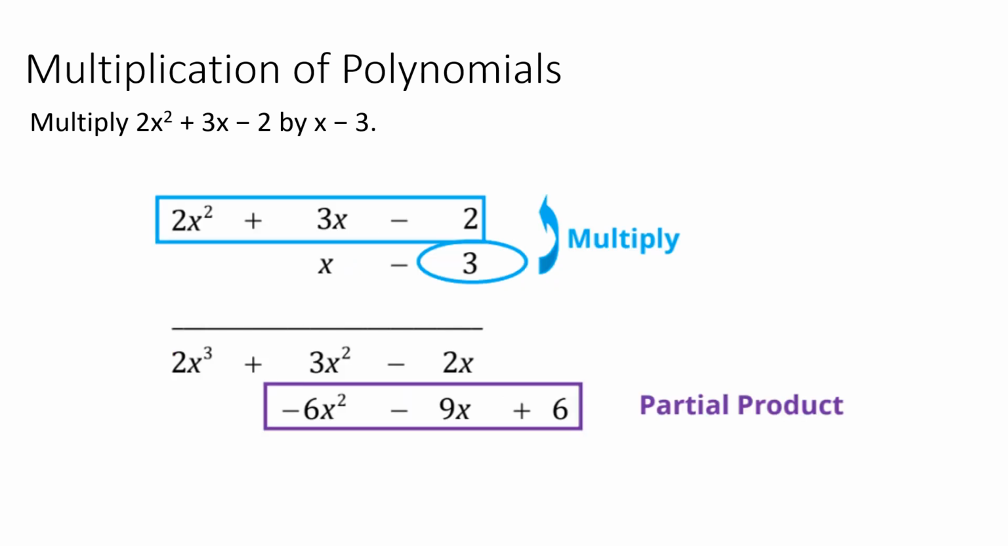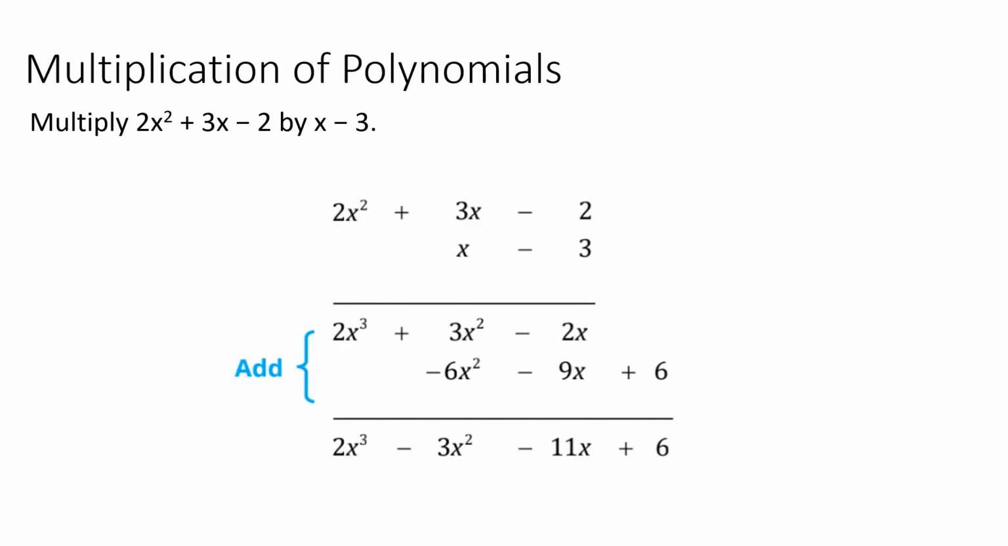Next, for the second term, negative 3 times 2x squared is negative 6x squared. Negative 3 times 3x is negative 9x. Negative 3 times negative 2 is positive 6. Lastly, we can now add the partial products, bringing down 2x cubed. 3x squared plus negative 6x squared is negative 3x squared. Negative 2x plus negative 9x is negative 11x, and then bring down 6.